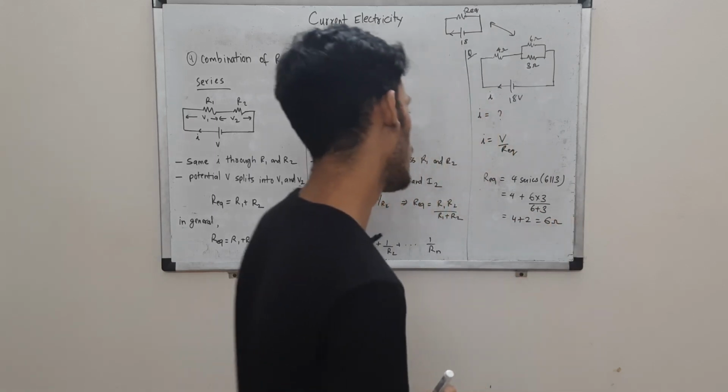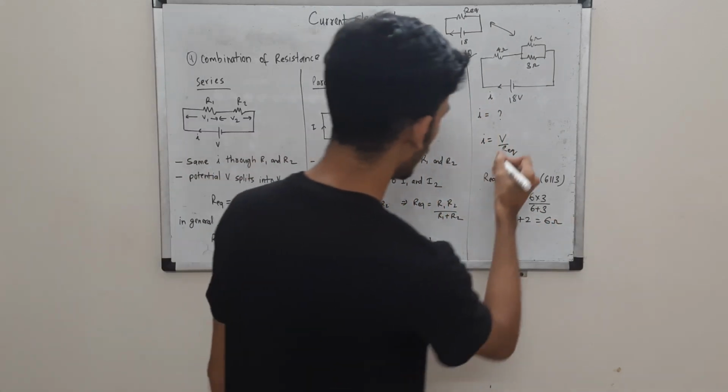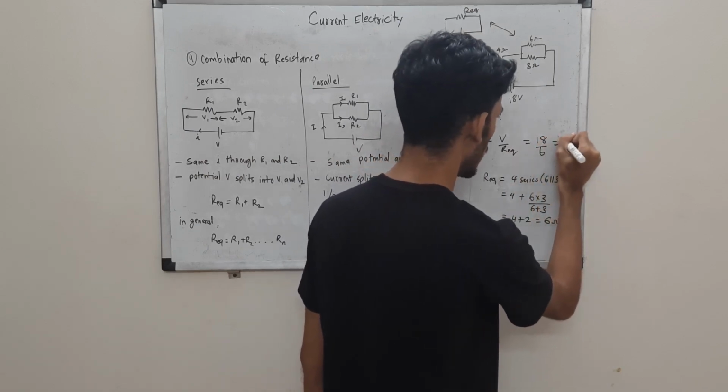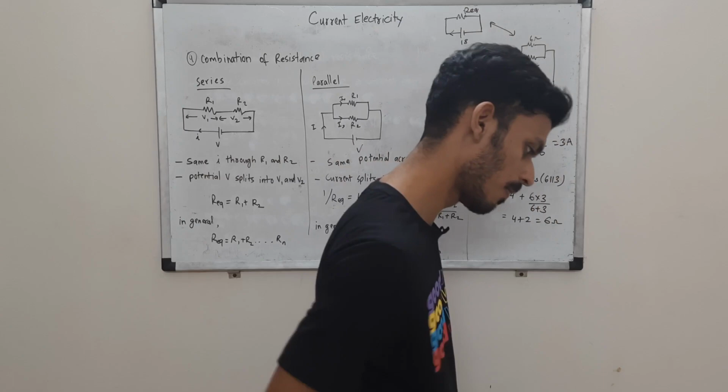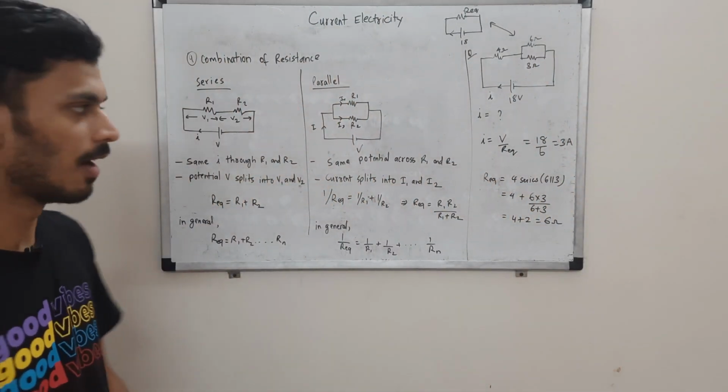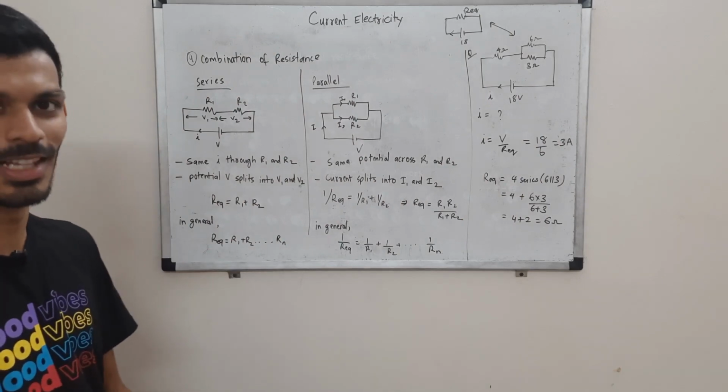So the R equivalent is 6 and I we can find from here. 18 by 6, which is 3 amperes. Okay, is that the answer? Yes. So 3 amperes is the answer over here. I hope that was super simple. Let's move to the next section.